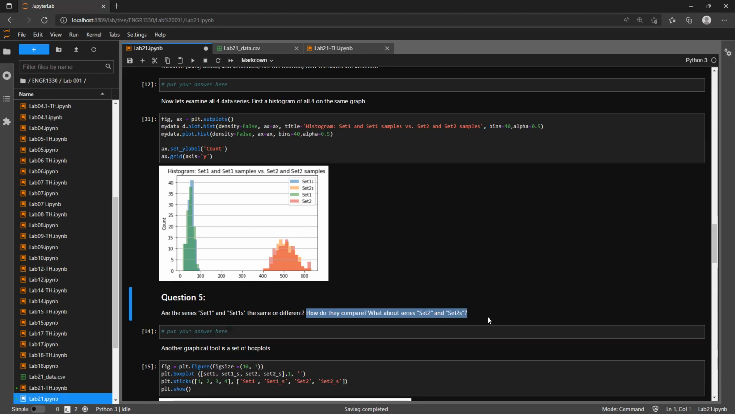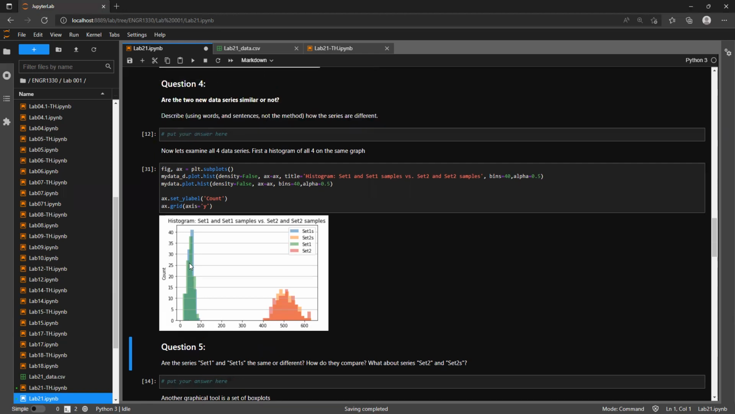Same question. Yeah, they're barely different. So if I had to pick one, same or different, I would say they're the same. How do they compare? They're the same distribution, plus or minus some differences in the buckets, in the bins, I guess.